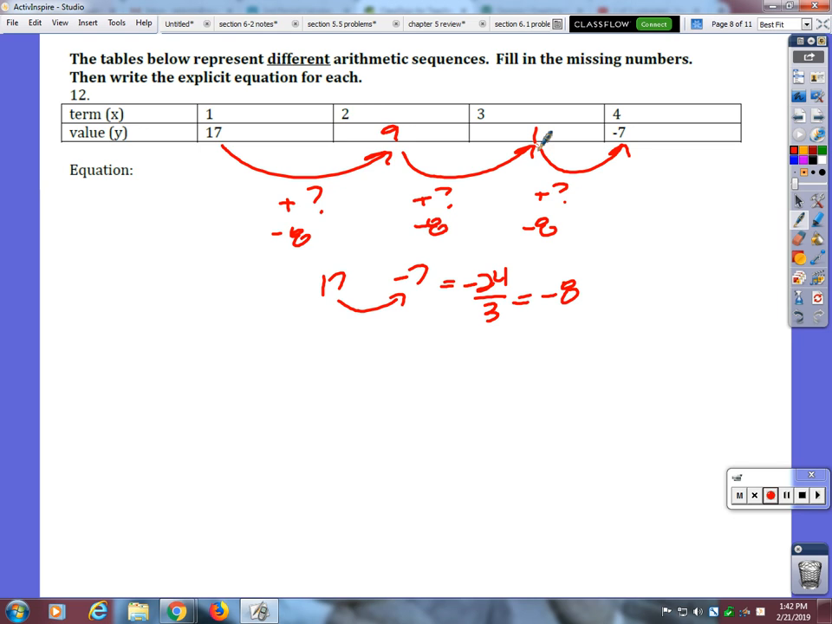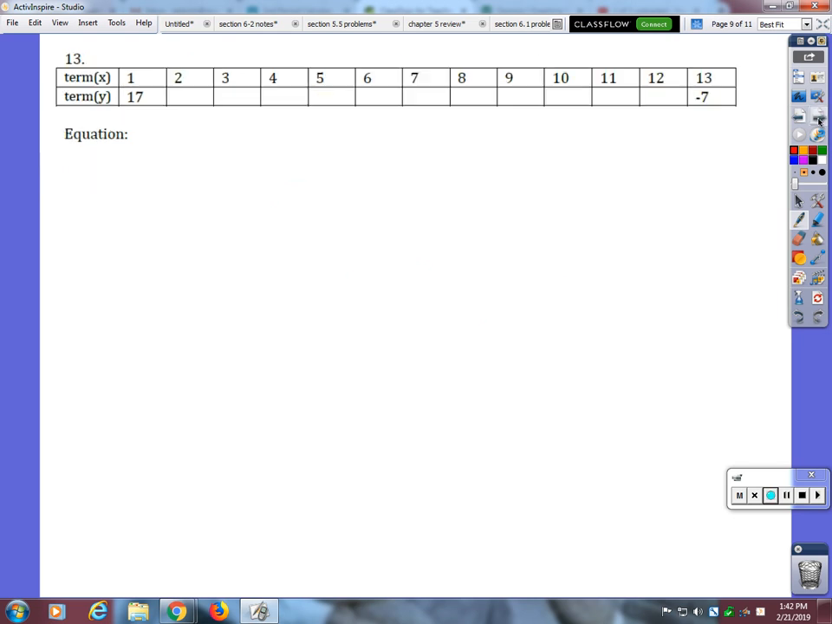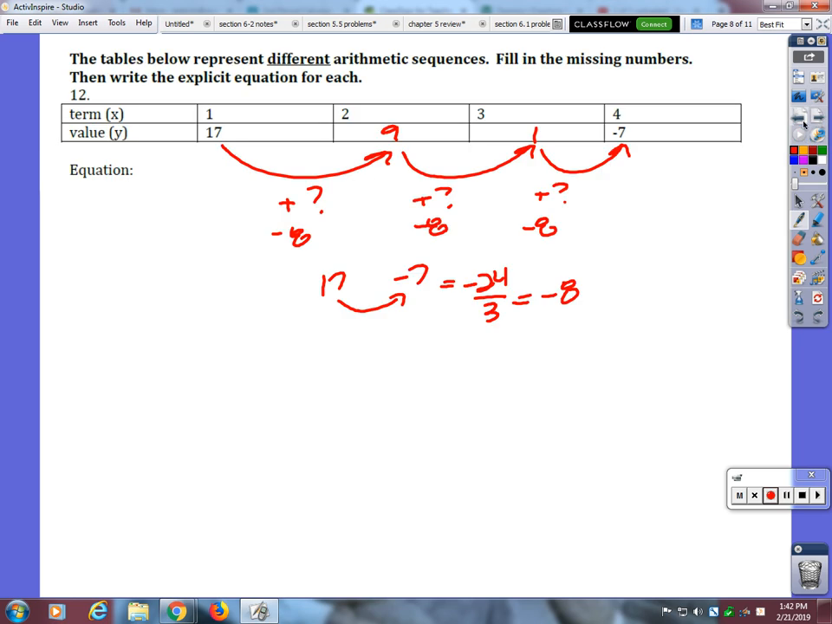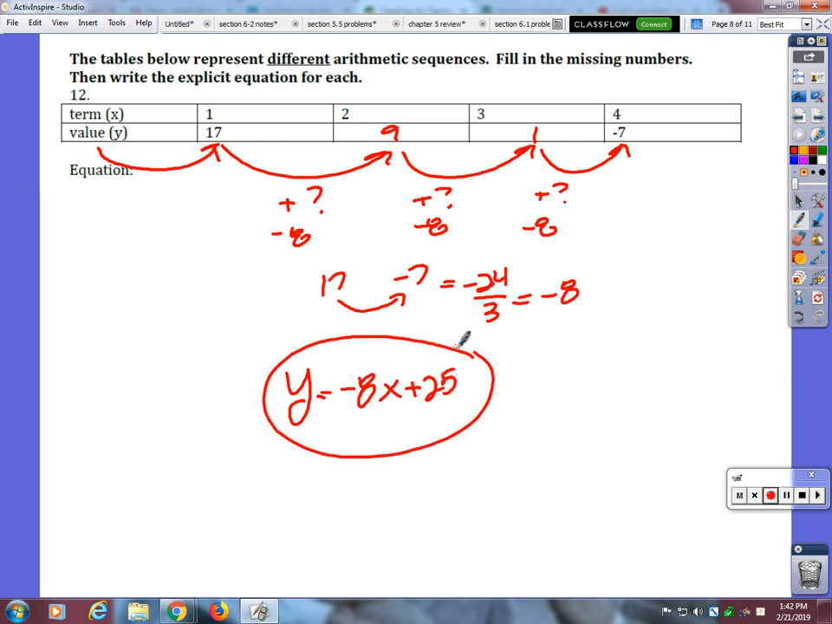Okay? How about the next one? Oh, we got to write the equation. So what is it changing by each time? Negative 8, so that's the slope. That's what goes in front of the x. And then to figure out what the y-intercept is, I have to walk this back. What would be the number before? Yeah, the number before the 17 would be 25. So it'd be y equals negative 8x plus 25, okay?